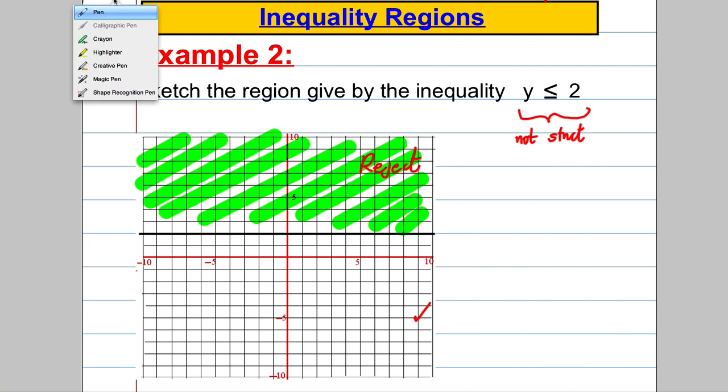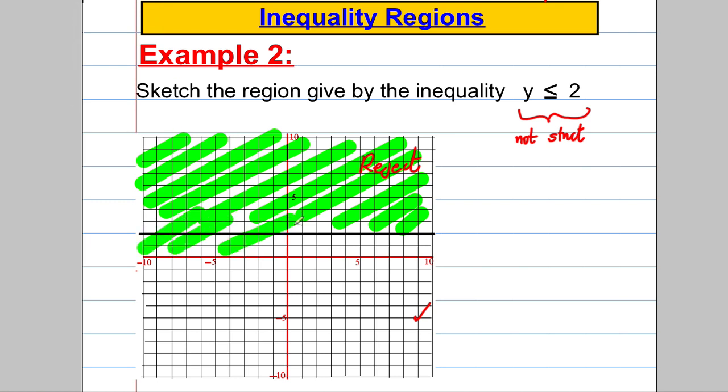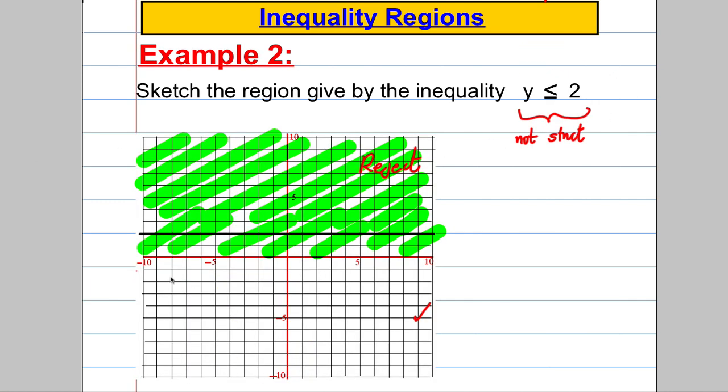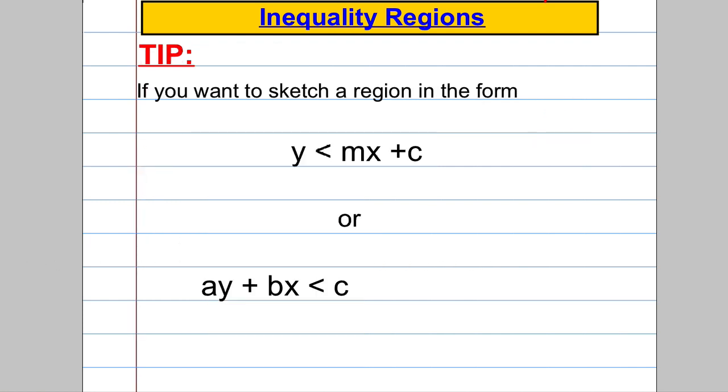Just to make it clear there, that drew itself a little bit funny. This should have gone down to here as well. And we're done. Now a little tip before we start complicating things. They were the easy examples. x bigger than 2, so everything here, and y less than or equal to 2, so a full line and everything below there. Just a little tip for you to write down.